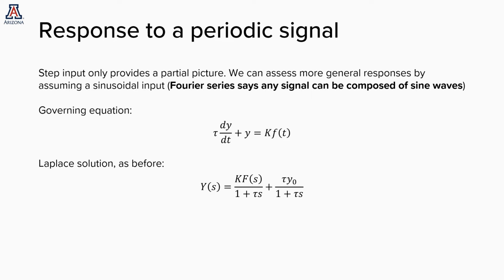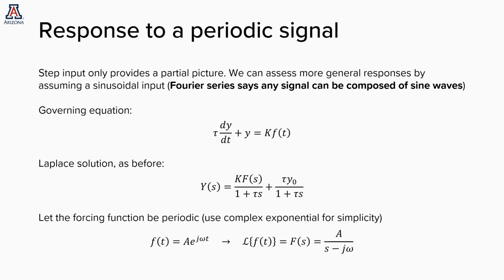And in this case, we're going to let the forcing function be a periodic forcing function, a sine wave. And we're going to use complex exponentials here for simplicity. And I know you're probably thinking, simplicity? Complex numbers are never more simple. And I promise you, there are a number of reasons why they help out here compared to dealing with sines and cosines. So we're going to go ahead and say that f of t is equal to A e to the j omega t.